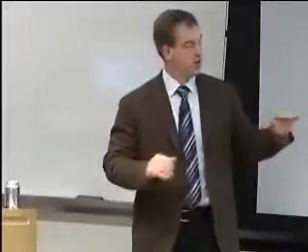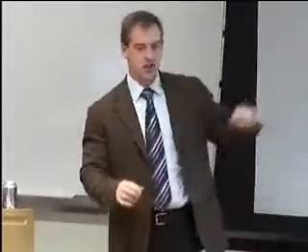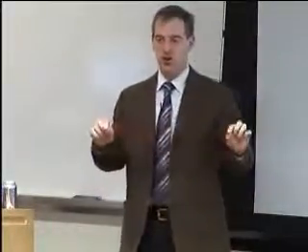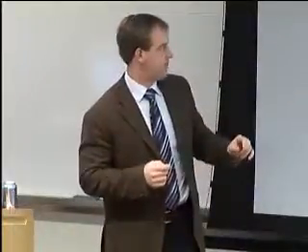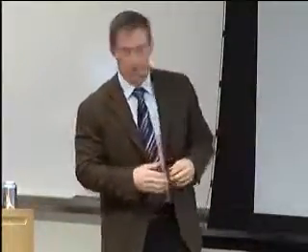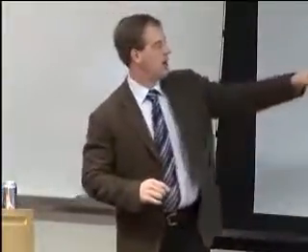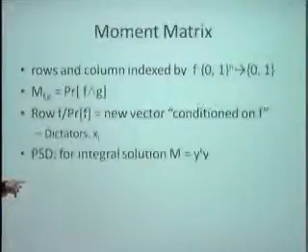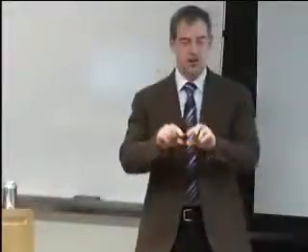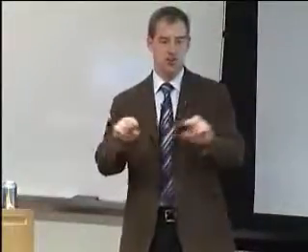So, okay, we have this moment matrix. Each normalized row is like conditioning on an element, and it's positive semi-definite. Here y would be a row vector, the row vector corresponding to the row 1.